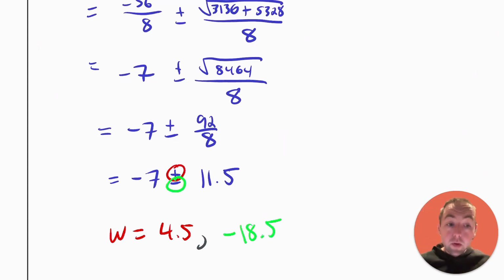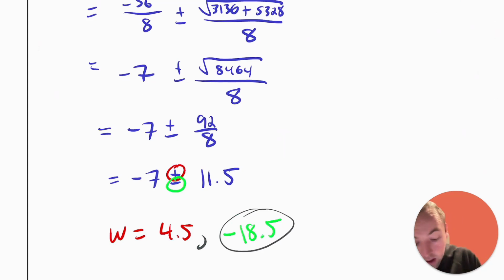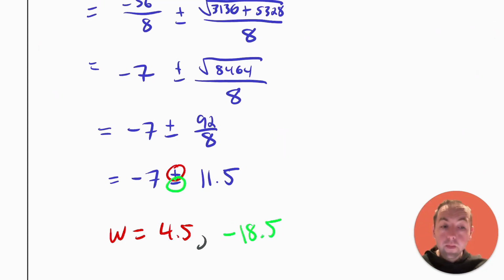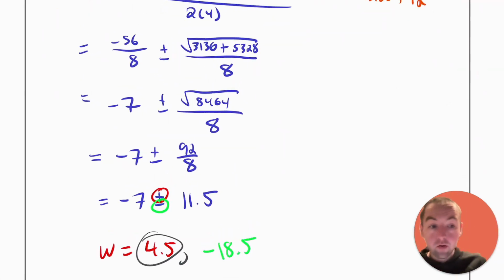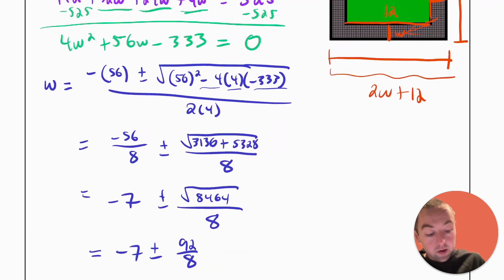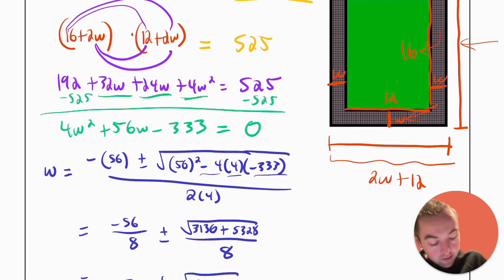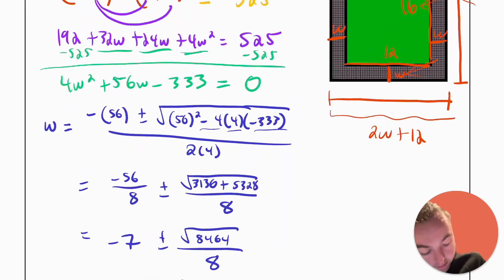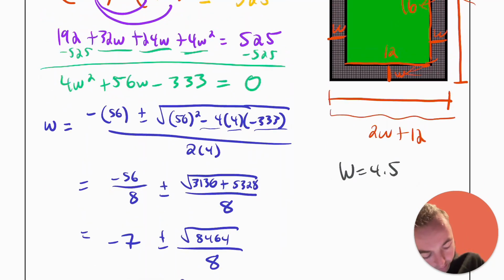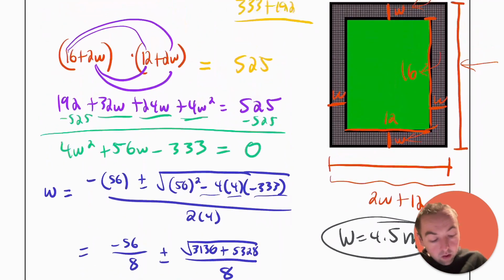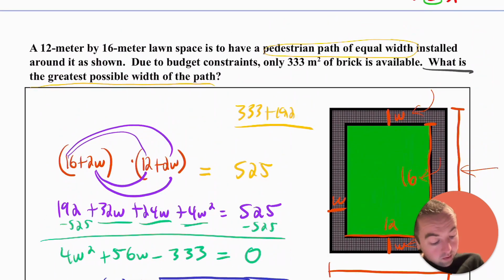Since W was representing the width of the pedestrian path, the negative 18.5 wouldn't make sense in the situation, right? It's just a solution to the equation, but it doesn't actually work. So 4.5 would actually work in terms of a length that makes sense. So that tells us that we'd have to make the width of the path equal to 4.5 meters all the way around. And that really does answer the question, because all that was asked of us here is what's the greatest possible width of the path. So 4.5 meters.